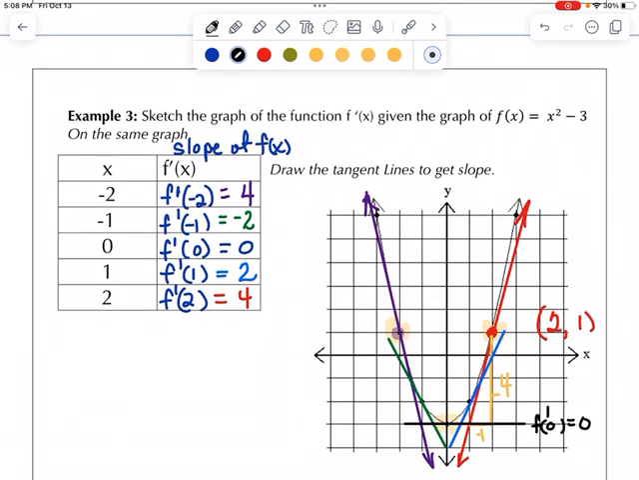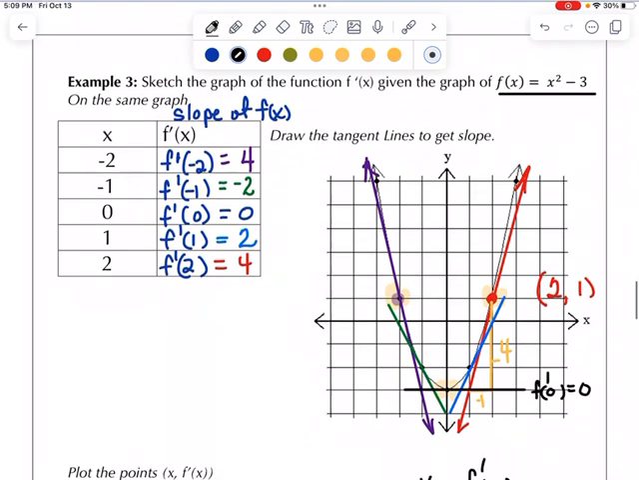So what we want to do is sketch the function f prime of x, given that f of x is equal to x squared minus 3. So what I want to do is kind of approximate the slopes. And you can see that I have tangent lines here from -2 to 2 and approximated the slope of each one of those. So remember that a tangent line shows the behavior of the curve around that point.